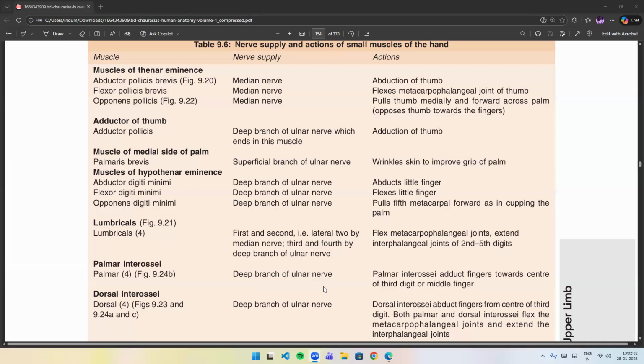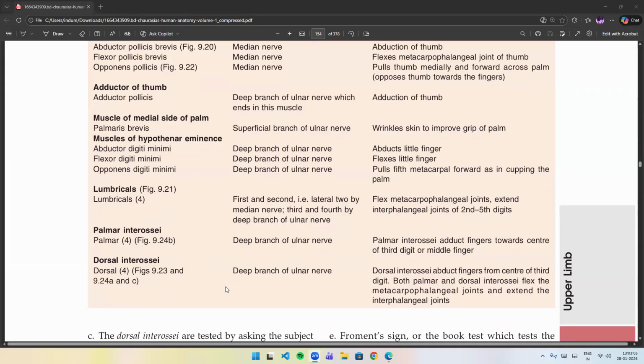Lumbricals, figure 9.21. Lumbricals, first and second, that is lateral 2 by median nerve, and the third and fourth by deep branch of ulnar nerve. Actions, they flex metacarpophalangeal joints, extend interphalangeal joints of second to fifth digits. Palmar interossei, figure 9.24b. Deep branch of ulnar nerve is the nerve supply. Palmar interossei adduct fingers towards center of third or middle finger.